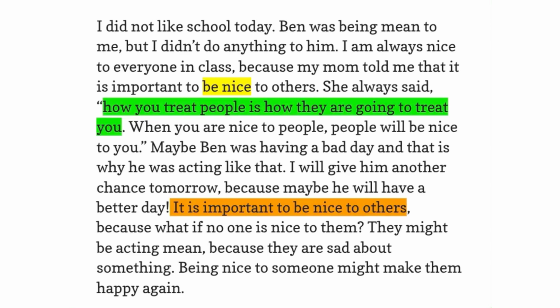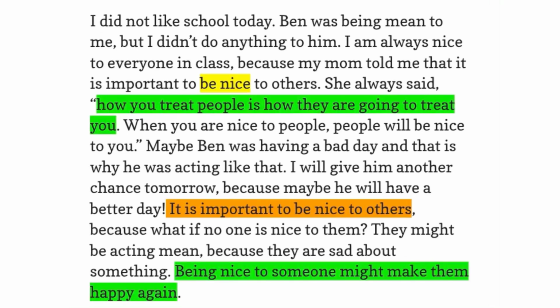So let's keep reading. Being nice to someone might make them happy again. Does that tell us why being nice to others is important? Yes, it does, because now it told us that if you are nice to someone, and they're feeling sad, you could be the reason why they're happy again. So that is an important reason as to why being nice to others is important.